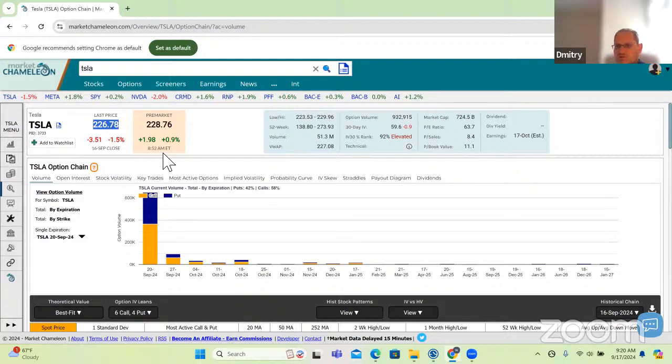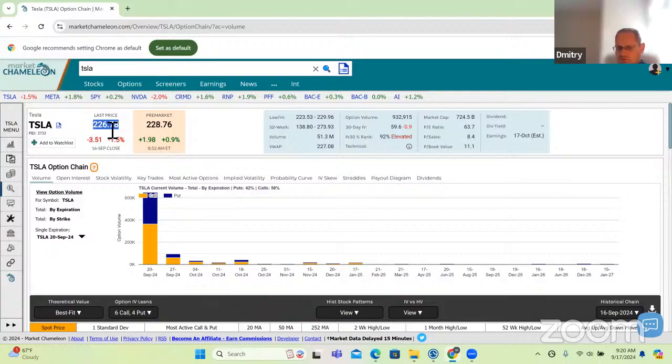And the same thing in the puts. The puts could be near the money, like over here, 226. But there could also be any other strikes available, where they could be 10, 20, 30, 40% away. Who knows? So are there any particular strikes that people are concentrating on? Is it equally distributed? Or is there a concentration? Is there a skew to how these options are being traded?